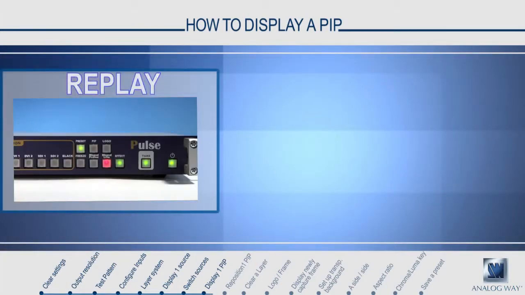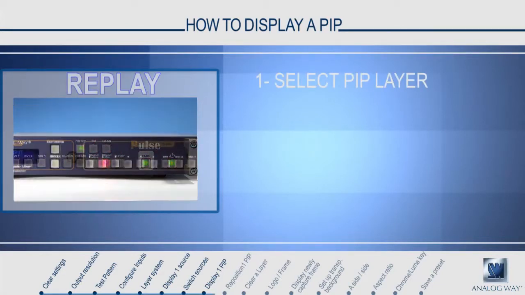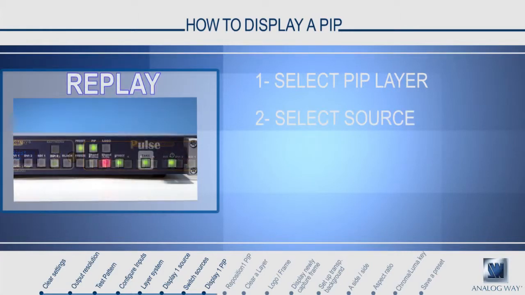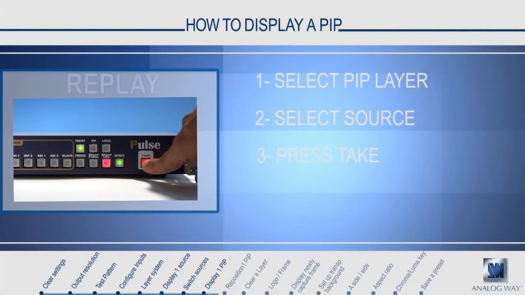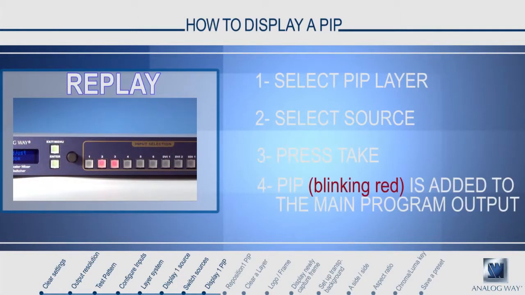Let's see that again. Press the PIP layer, then press the source you wish to add, and press the Take button. Your PIP will appear on the main program screen. You can tell that the PIP is in use because it will be in red.